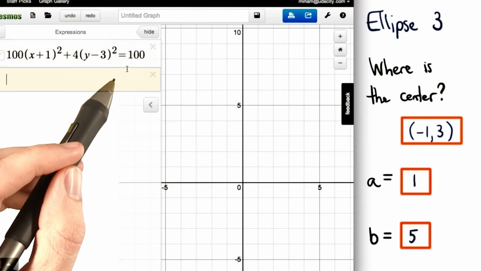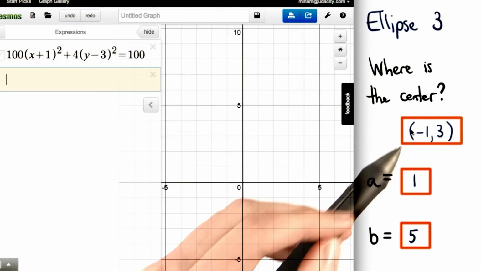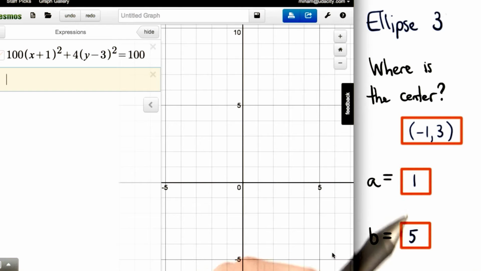This ellipse would be centered at -1, 3. It would have an a value of 1, and it would have a b value of 5. Nice work if you got these three correct.